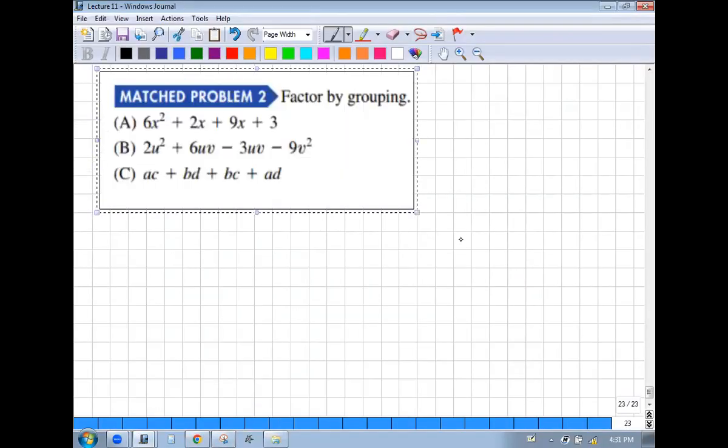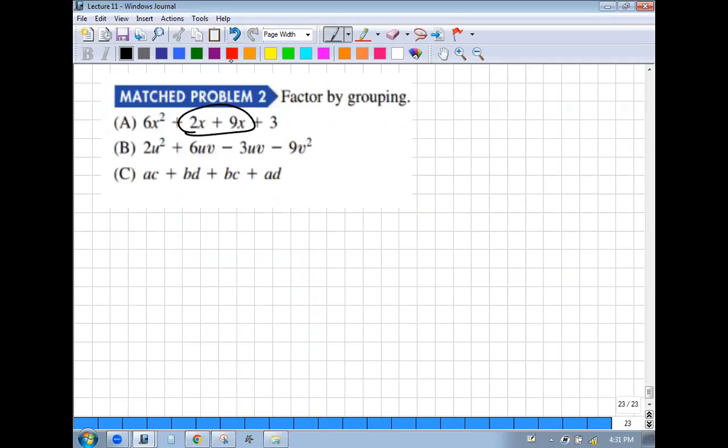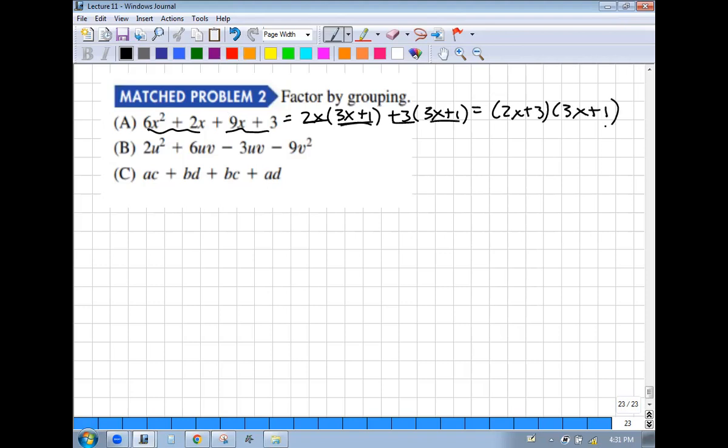All right, this guy, that's 11x. Why did they write it like that? Well, because if you group, I could pull a 2x out of the first ones. I would get a 3x plus 1. And I can turn that into something times 3x plus 1 as well. If I pull a 3 out, I got a 3x plus 1 again. So I have a 2x and a 3, both multiplied by 3x plus 1. Y'all remember doing this? Factoring by grouping?